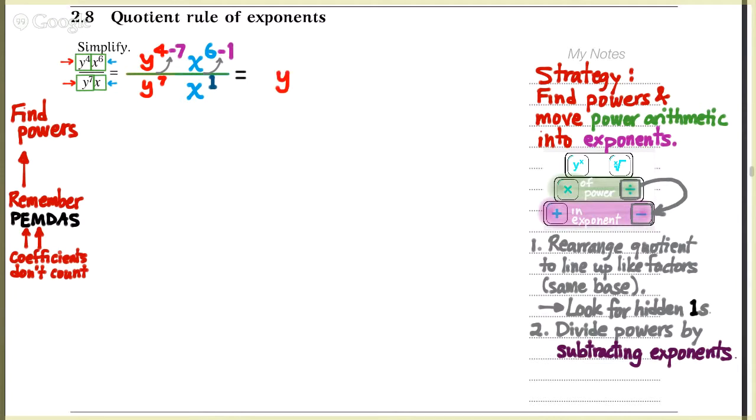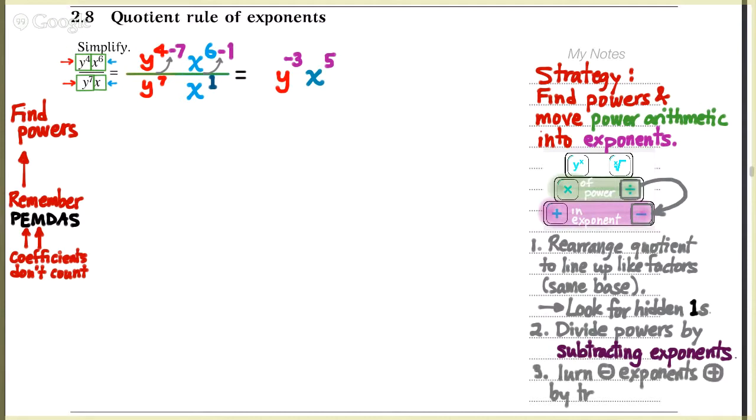So how many y's do I have in total? I have 4 minus 7, or -3, powers of y. How many x's do I have in total? I have 6 minus 1, or 5, powers of x in my final answer. And now we've accomplished all the arithmetic in the exponents that we need to accomplish. We just turned division of the powers into subtraction of the exponents. Finally, all we need to do now is simplify.